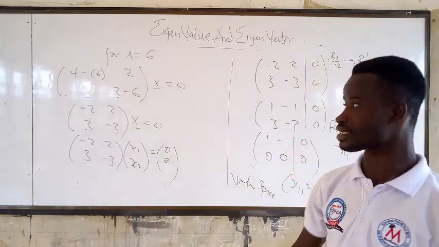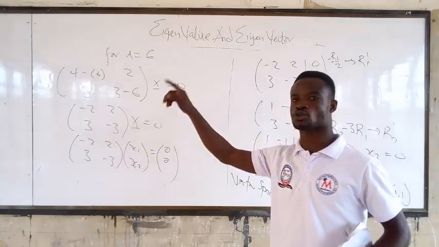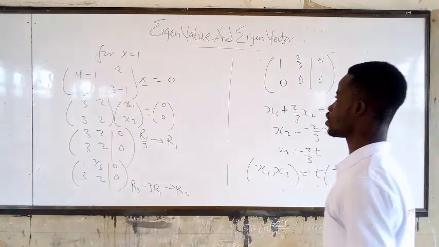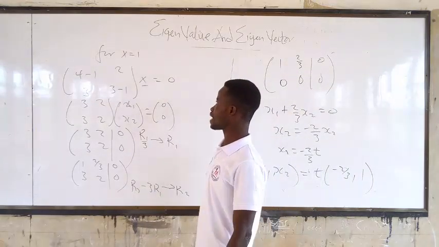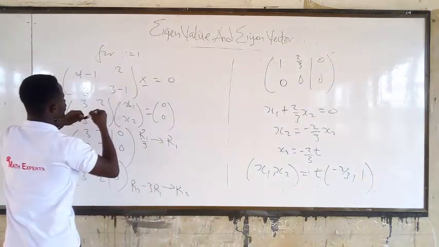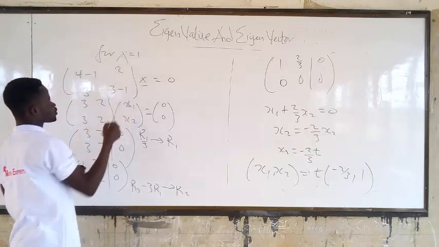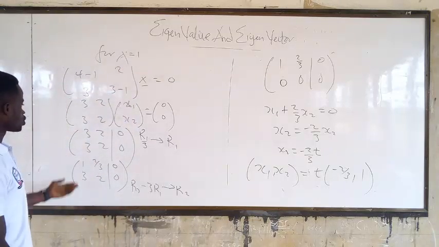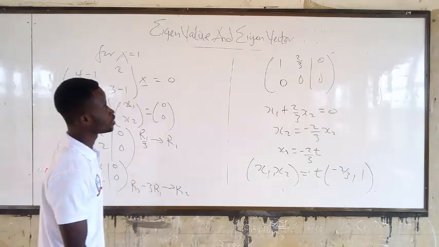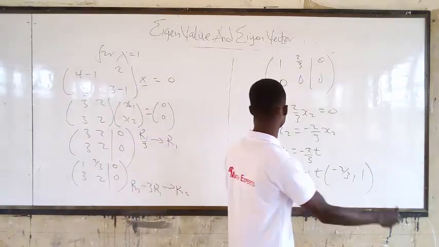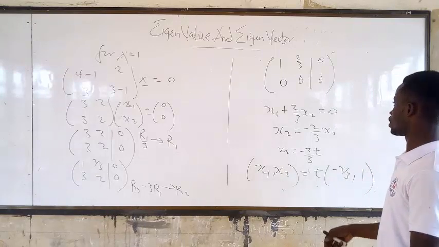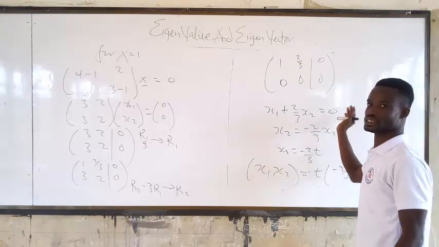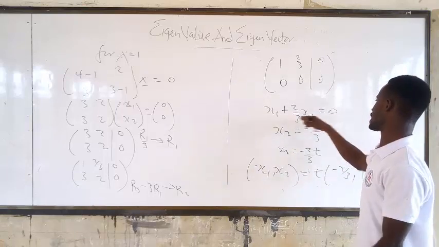You can try it for when lambda is equal to what? 1. I'll be back. Alright, so for lambda equal to 1, I hope you have also tried it, that's what you are going to get. Going by this is something that you know already, using reduced row echelon form. When you get to this side, then we can do back substitution to get this.